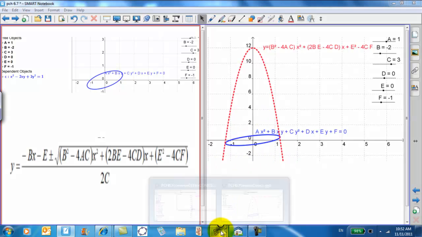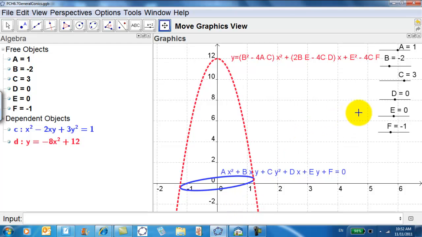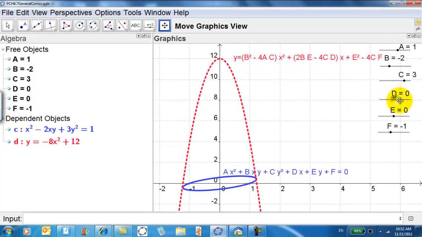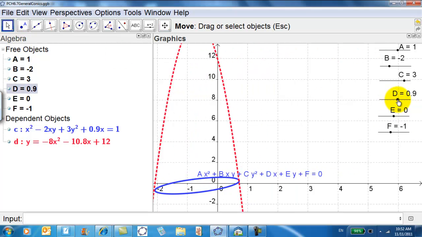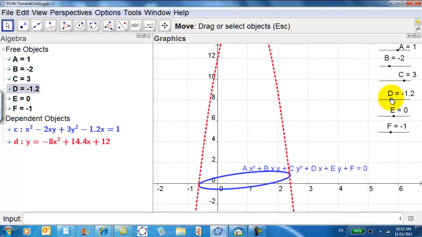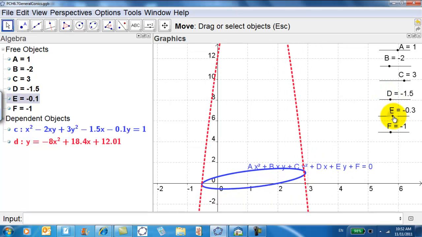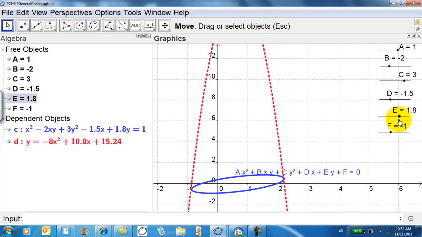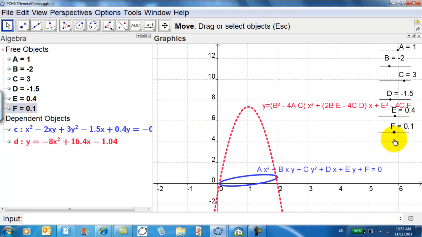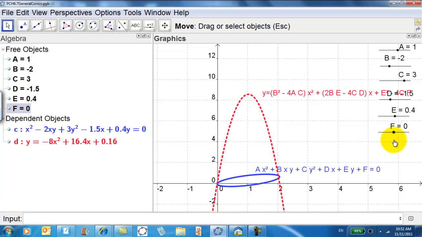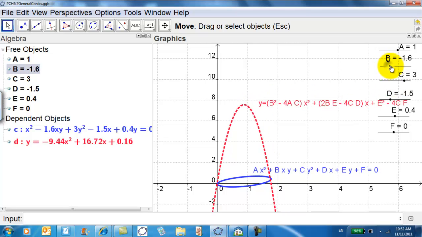Now we can also look to see on GeoGebra how this changes as we start moving some of the constants around. Notice D, E, and F are not part of this b squared minus 4ac. And so as we move D, E, and F around, it still stays an ellipse. Move E around, still basically staying an ellipse. We're changing some of the domain and so forth, but it's staying an ellipse. It's when we start messing with the C's, the A's, and the B's that things change. So notice here, let's start moving B around.